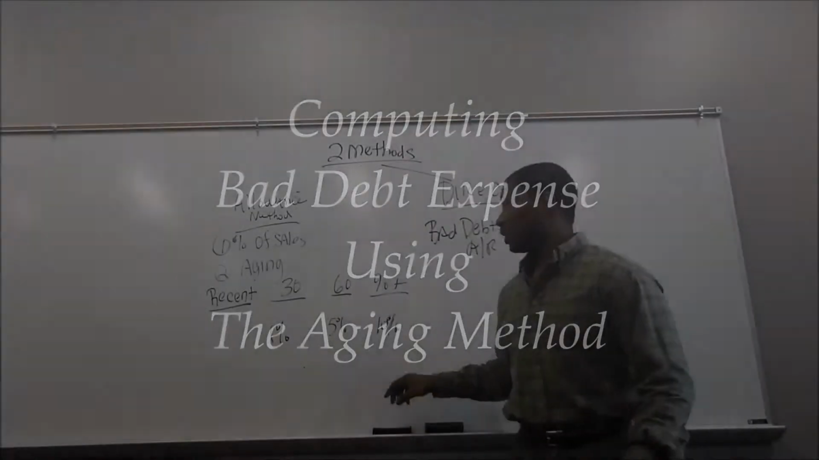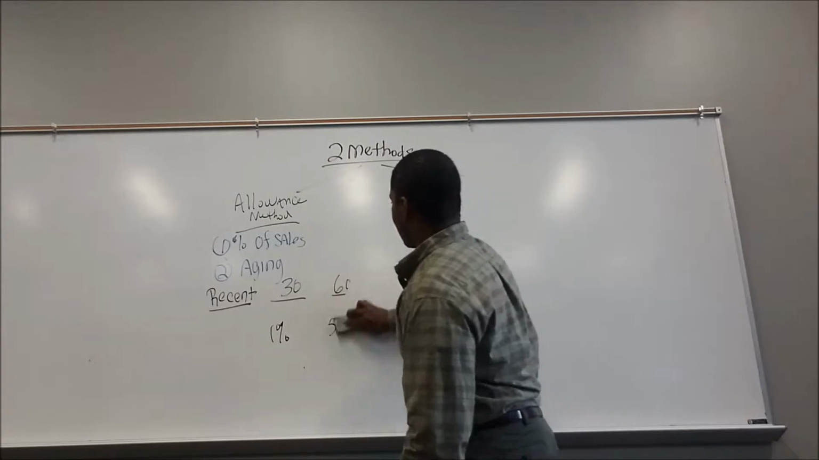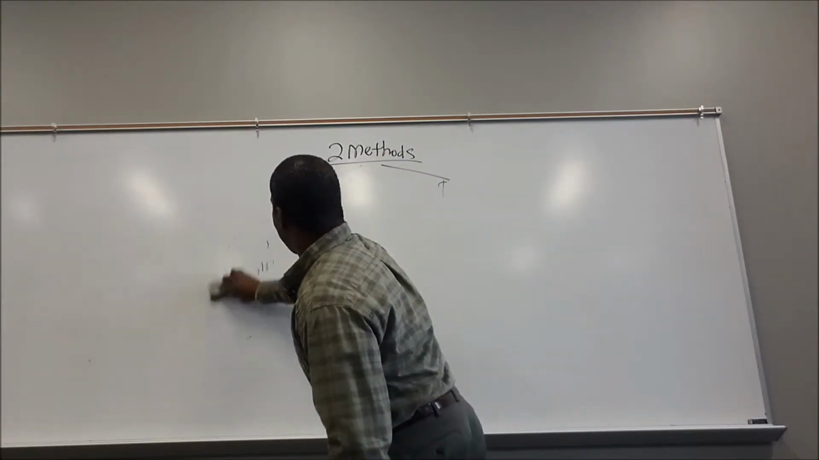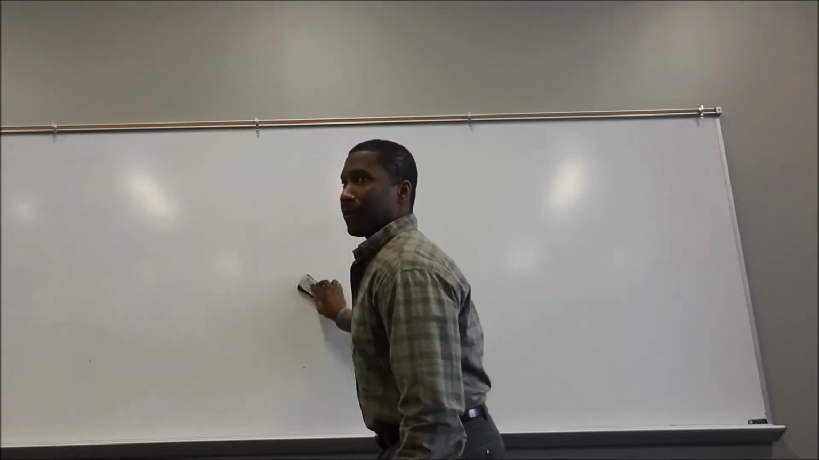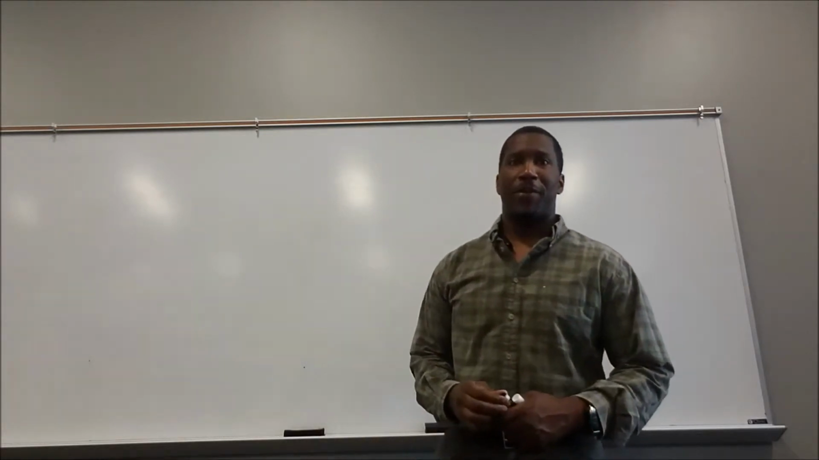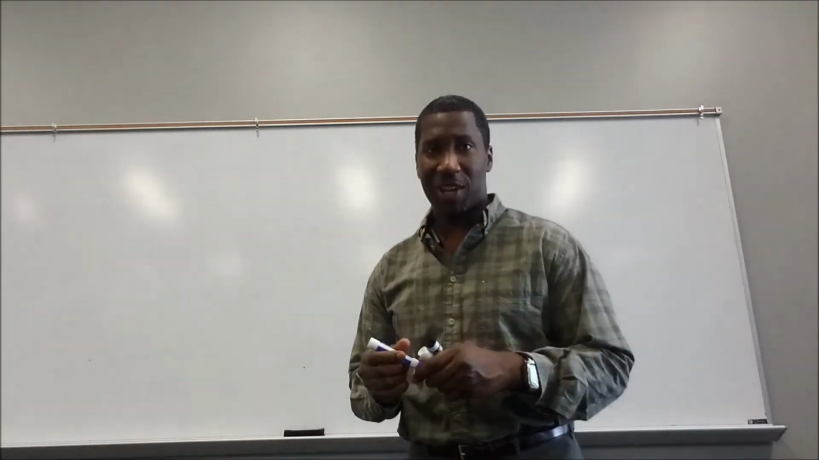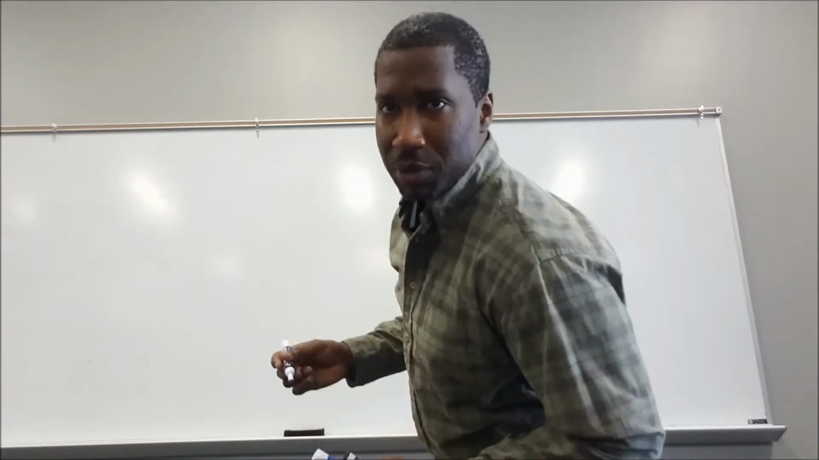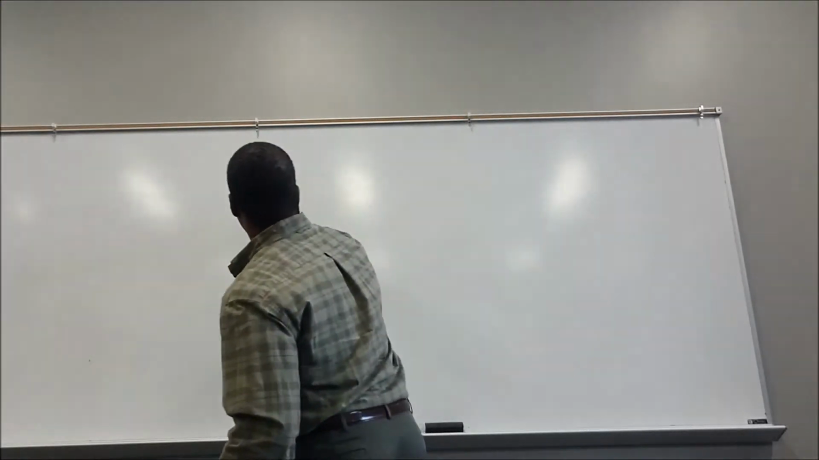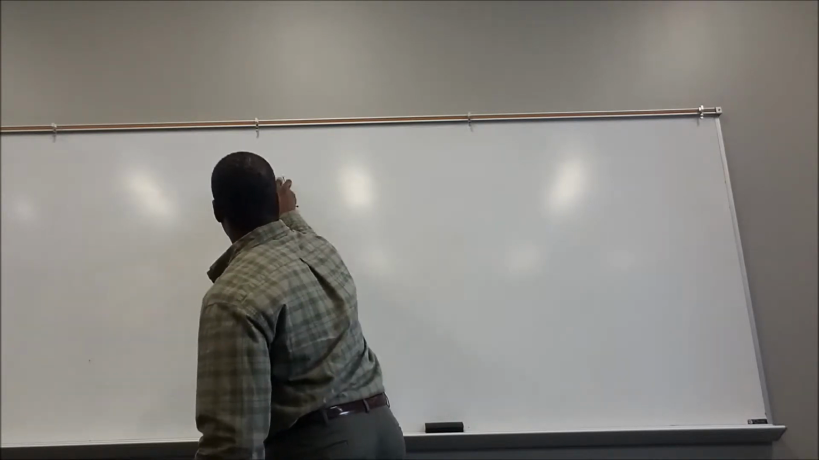What we want to focus on today is this aging method. All right. And what's that problem we said we're going to work on today? Who tries? If you wrote it down, you'll know where we are. All right. So let's see here. We have a total accounts receivables of $377,000.